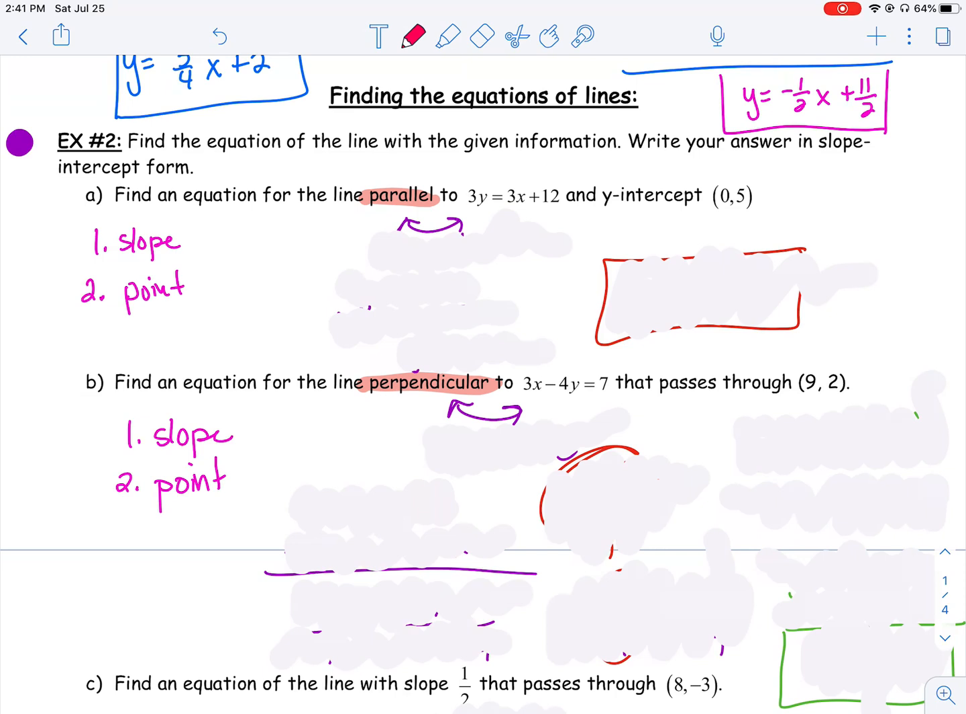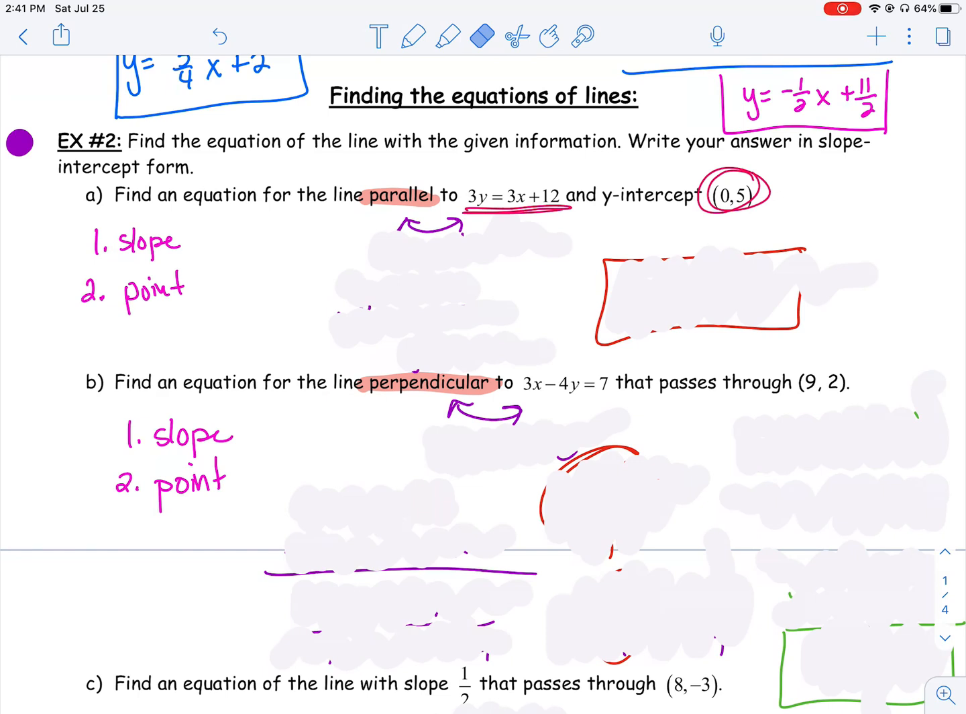It says in part A, find an equation of a line that's parallel to 3y equals 3x plus 12 and has a y-intercept of (0, 5). Now, if you remember from slope-intercept form, we need a slope and we need a y-intercept. And they gave us a y-intercept, but we're kind of missing a slope, aren't we? The only thing that it tells us is that it's parallel to this line. Ooh, but what do we know about parallel slopes?